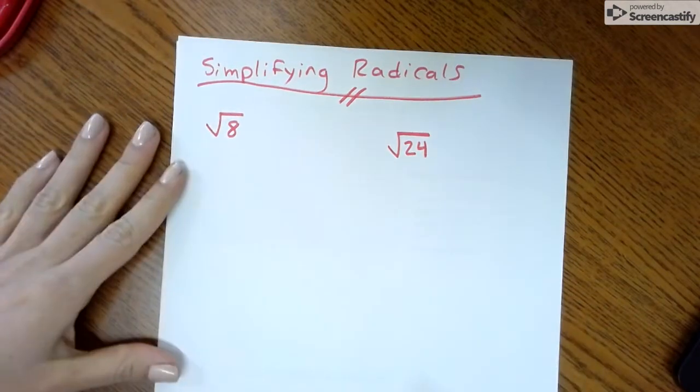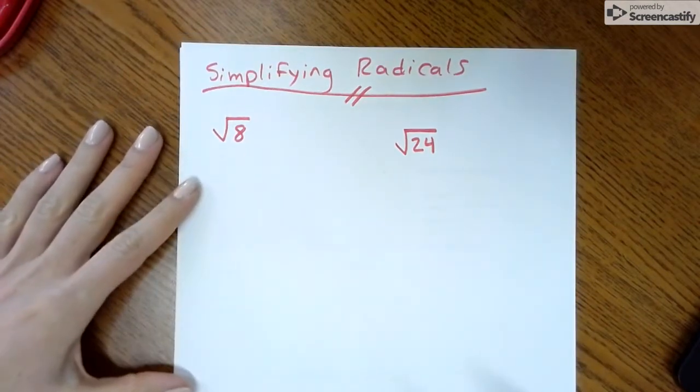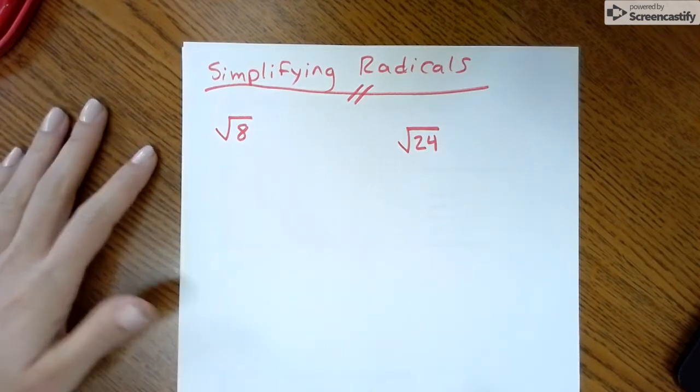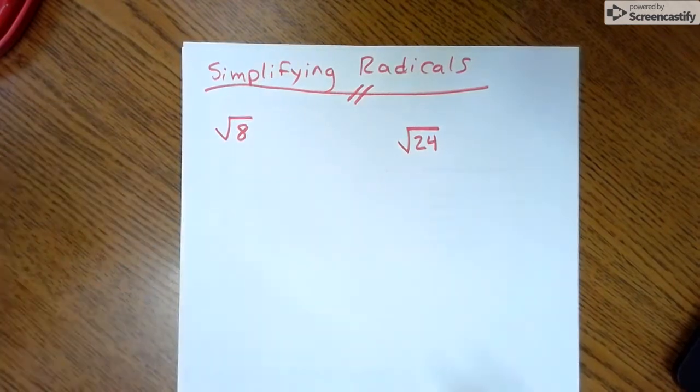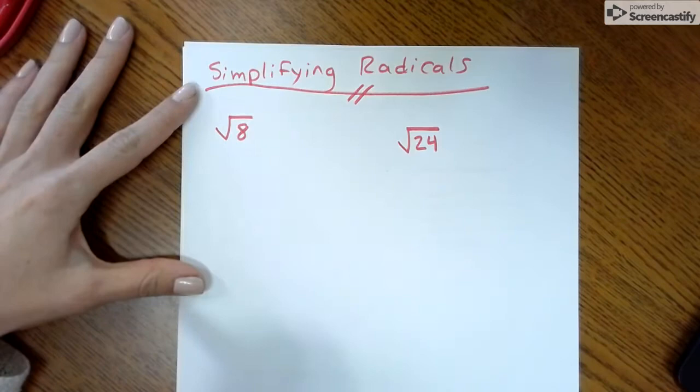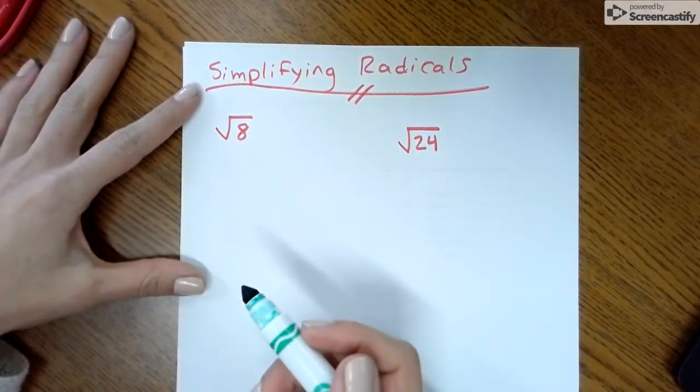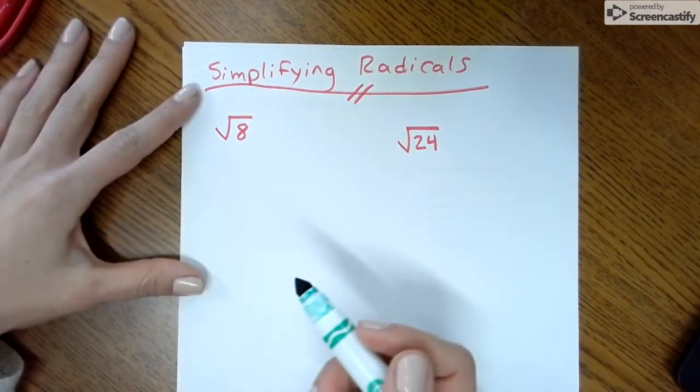All right. So the method that I'm going to show you right now is called the factor ladder. You don't have to do it this way. There's other ways to do it. So if this way just doesn't seem to make sense to you, make sure you just ask your teacher for a different method. And maybe that'll work better for you.